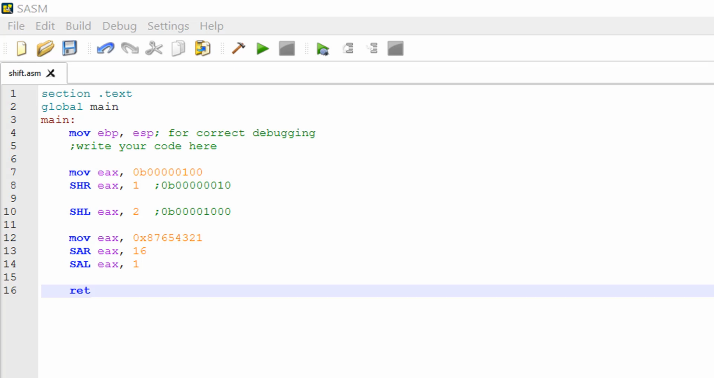Okay, welcome. In this video, let's look at the shift operation. First, let's assign a binary number into EAX. This is the 4 assigned to EAX. We are going to shift right one position.